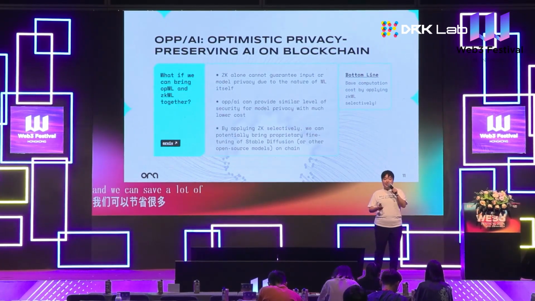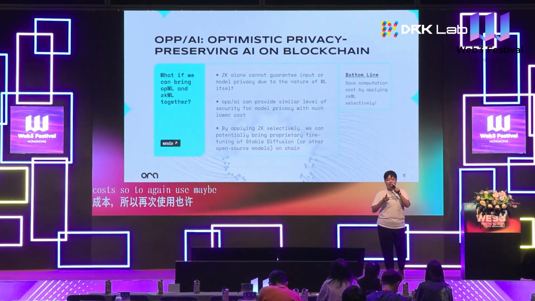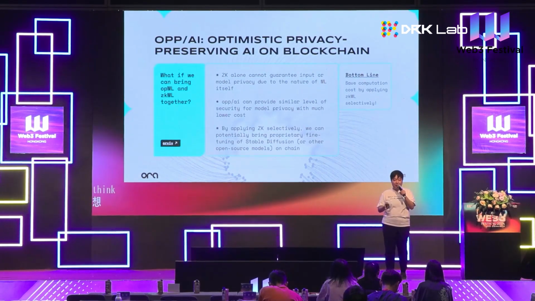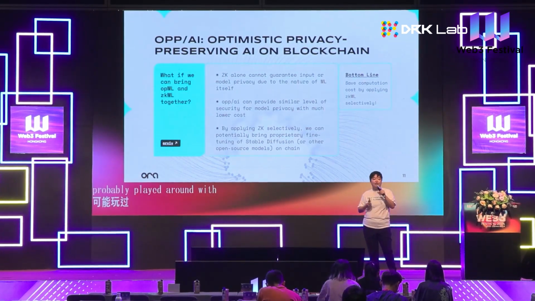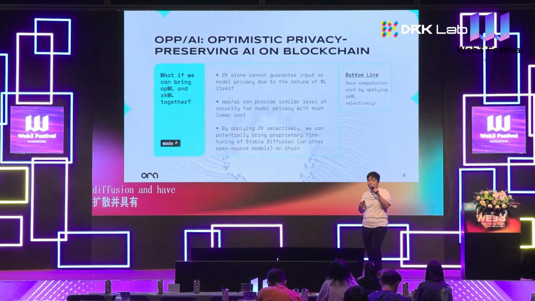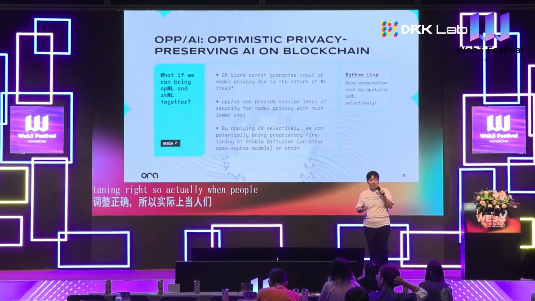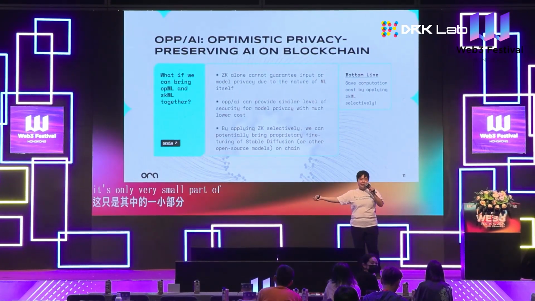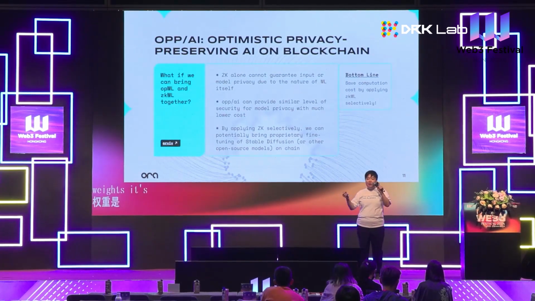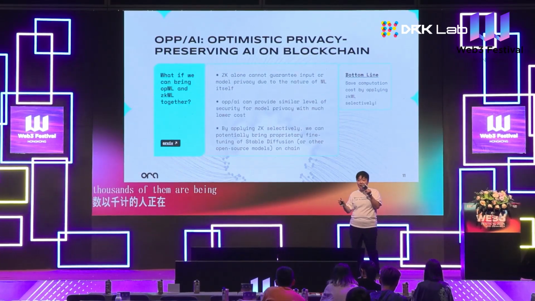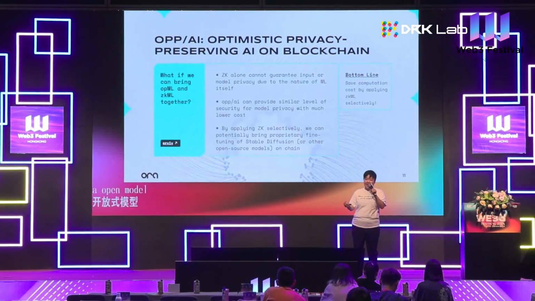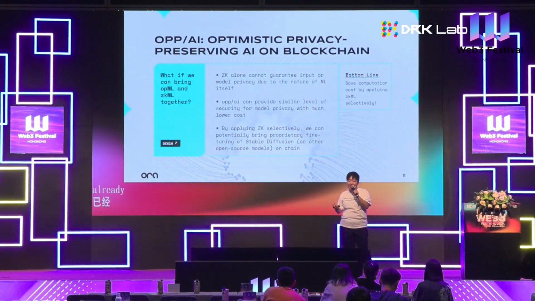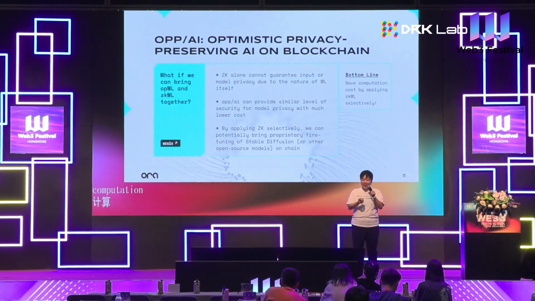So to, again, use maybe Stable Diffusion as an example, since I think a lot of people have probably played around with Stable Diffusion and have heard of fine-tuning. Right? So actually, when people talk about fine-tuning an AI model, it's only a very small part of those model weights. The model has billions of weights, but maybe only 100,000s of them are being changed by that fine-tuning. And Stable Diffusion itself is an open model. It's open by nature already. And it would be a waste of computation if we put it back into ZK and tried to hide it.